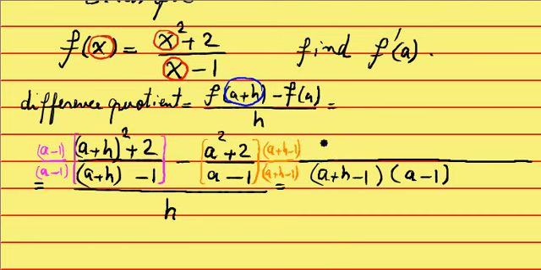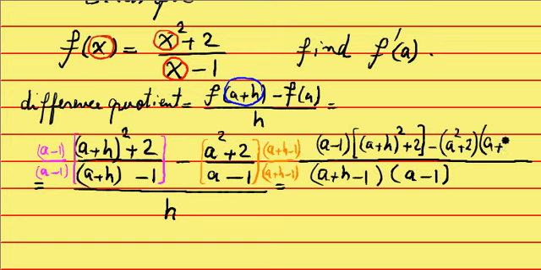Most likely we are going to run out of room here. A minus 1 times this one is a plus h squared plus 2, minus, because of this minus, and then the other item is a squared plus 2 times this quantity, which is a plus h minus 1. Thankfully we could squeeze everything here, divided by h.